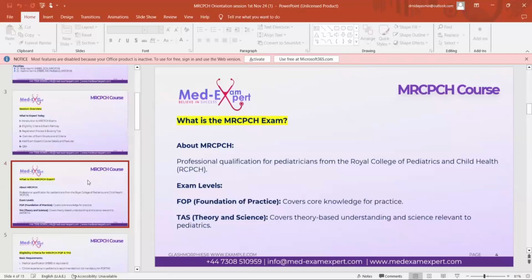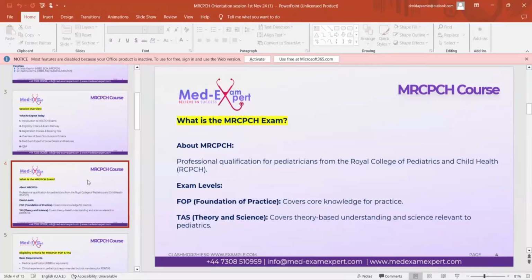So, what is exactly MRCPCH? MRCPCH is the professional qualification for pediatrics from the Royal College of Paediatrics and Child Health, and it consists of three theory parts. Part one consists of foundation of practice. It covers the basic knowledge, a brief knowledge about pediatrics.